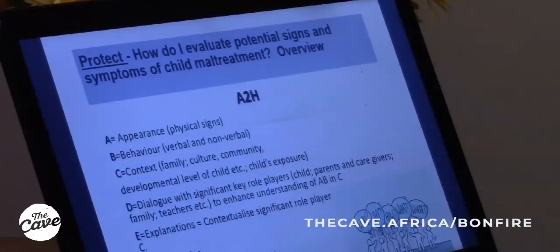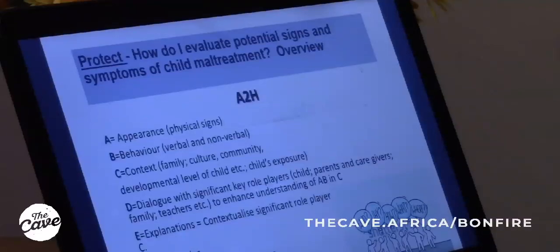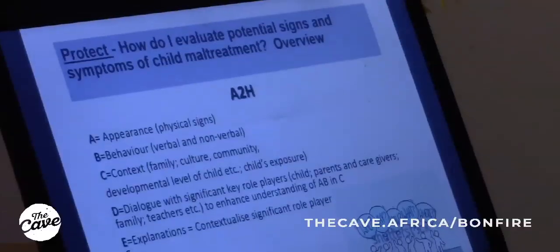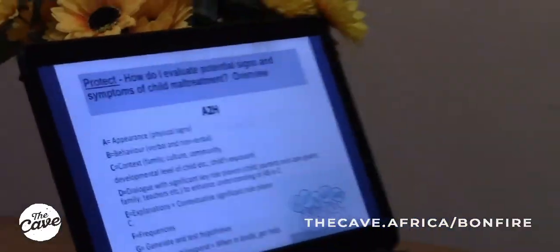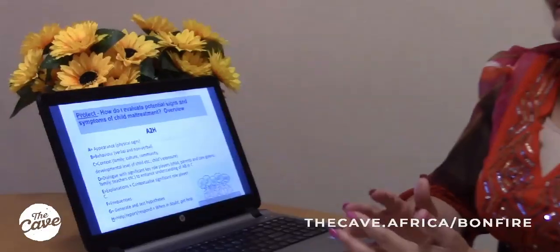And I don't think child protection social workers will not understand it. One will always approach parents and seek the E, the explanation for the A, the appearance and the behavior. And the explanations will always be contextualized with the significant role players. So the significant role players will always be asked about the signs and the symptoms that were picked up in the appearance and in behavior, and they need to clarify it within the context.